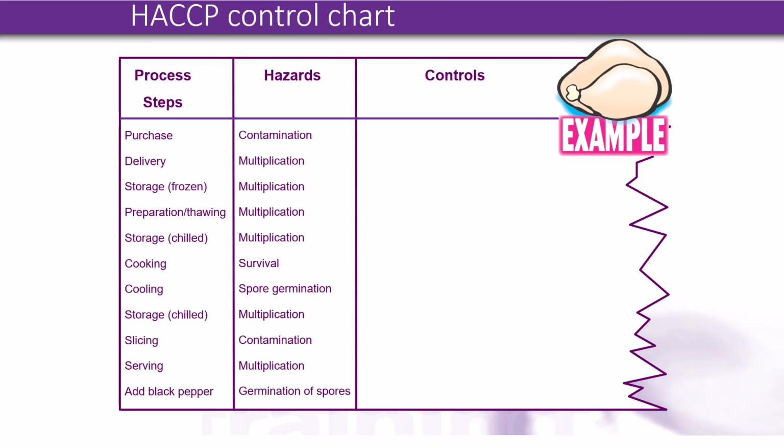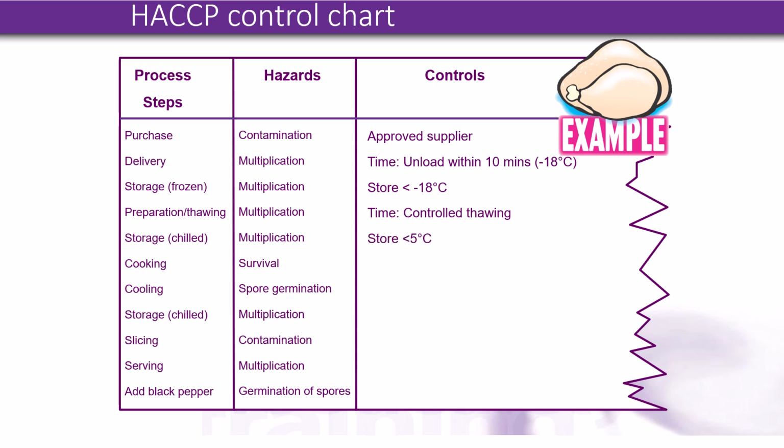Again, here's an example of a completed HACCP control chart. So we've completed the first two, process steps and hazards. So controls: with purchase, using approved supplier; delivery, time and load within 10 minutes. Again, for frozenness, minus 18 degrees C. Store at less than minus 18 degrees C or up to minus 18 degrees C. Time controlled thawing. Store at less than 5 degrees C. Cook, it says 78 degrees C.